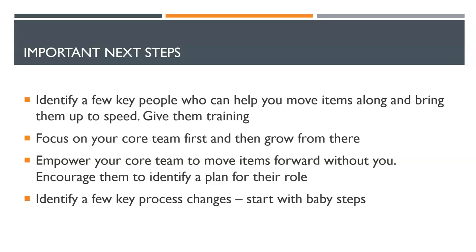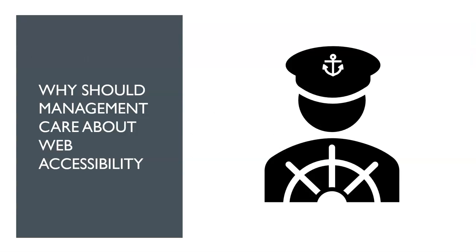Which leads me to the last point. Identify a few key process changes. Start with baby steps. Don't change the whole ship now. Start with A, B, C, and move those items forward. Again, let's go for quick, easy wins, and then grow from there. It's a lot easier to change something small versus changing everything at once.